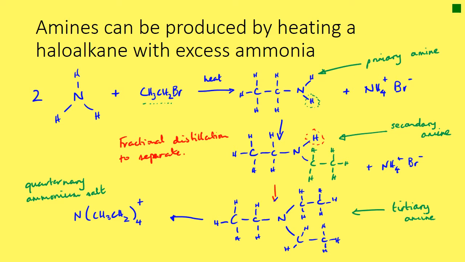Anyway, to summarize, what we've done on this slide is we've shown that all different types of amines, primary, secondary, tertiary amines, as well as quaternary ammonium salts, can be produced by heating a haloalkane with excess ammonia. So we've made some amines. And what we're going to do now is look at the reaction mechanism, because it's a nucleophilic substitution reaction mechanism, and you need to know all about that mechanism, how these reactions actually happen, step by step.